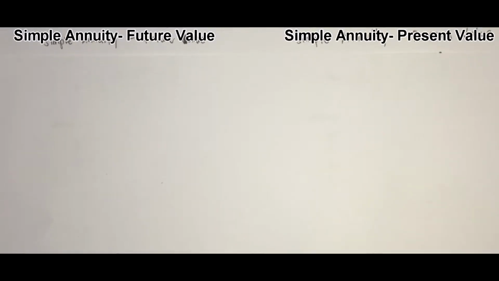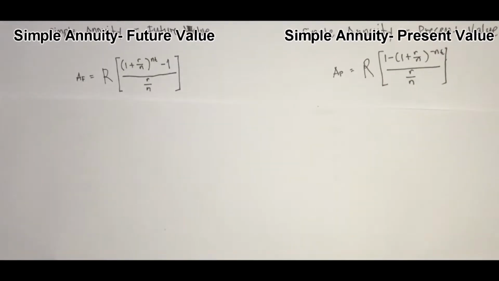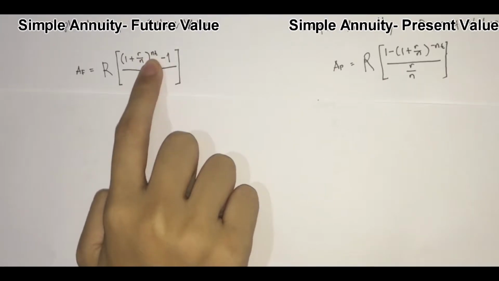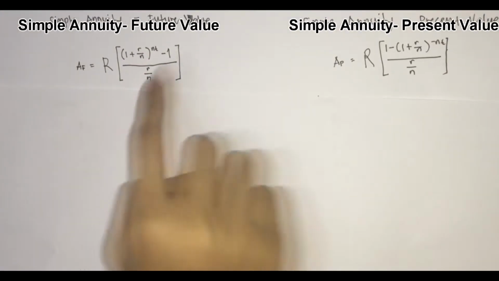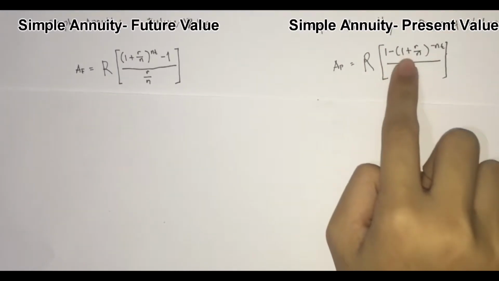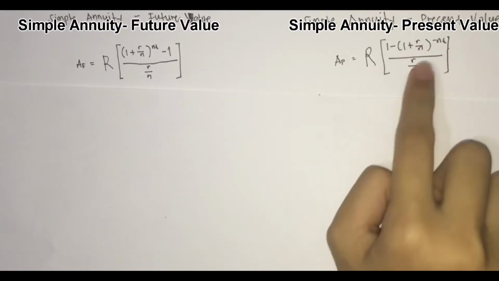This is the formula of simple annuity, future value and present value. R times the quantity of 1 plus r over n raised to the power of nt, minus 1, over r over n. R times the quantity of 1 minus the quantity of 1 plus r over n raised to the power of negative nt, over r over n.